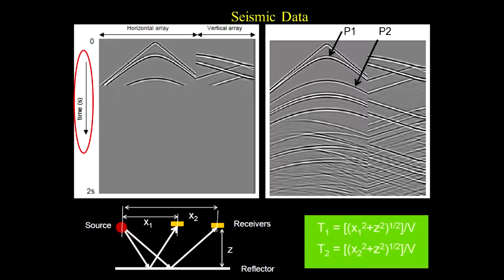Here is a very simple description of travel times as a function of depth. We have two receivers and therefore two travel times. With two equations and two unknowns, the depth of the reflector and the velocity above the reflector, we can recover the reflector depth.